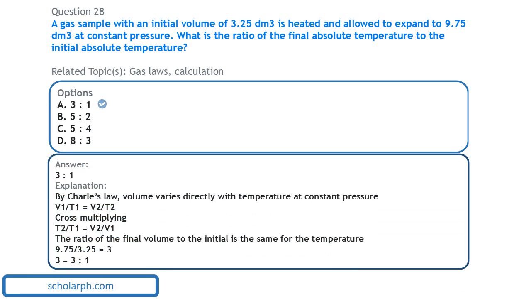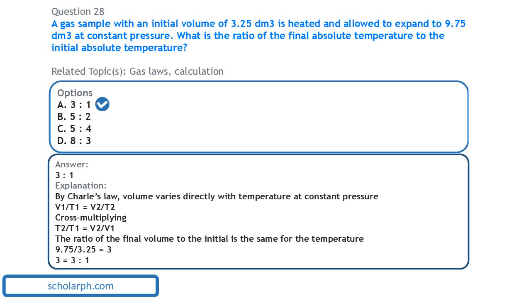So this is a question on the relationship between volume and temperature. Now remember, by Charles' law, that volume and temperature vary directly. The volume and temperature of a fixed mass of gas at a constant pressure is directly proportional. So the ratio of the final temperature to the initial temperature will be the ratio of the new volume to the original volume. Since this is direct proportionality, you can say the ratio of the final temperature to the initial temperature is equal to the ratio of the new volume to the initial volume.